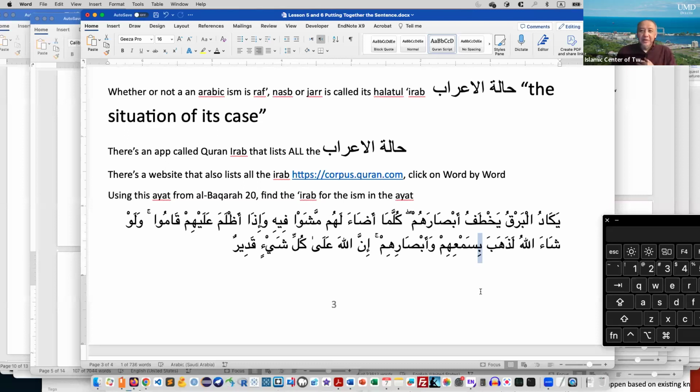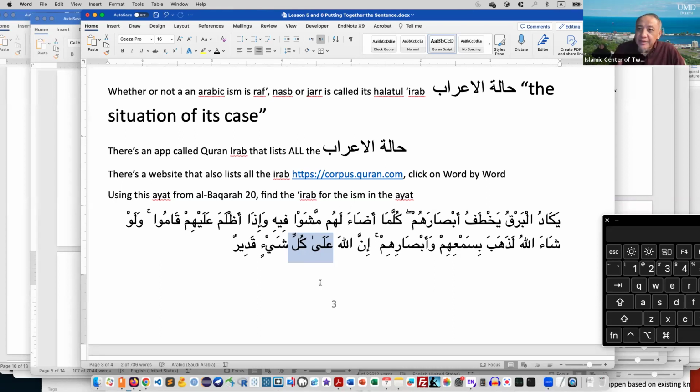All right, I think we went a little bit past our time there, but one last one. Ala kulli shay'in. What do you think the rule is there? Last one. Come on. It's jar, isn't it? Because of ala. Yeah, on. Ala kulli. Ala is harfun jar as well. So that's why it's kulli.